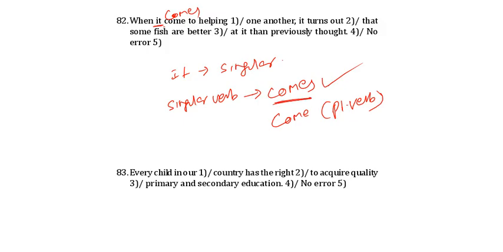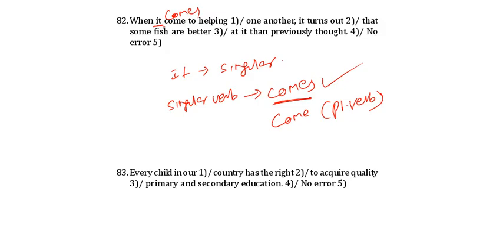When it comes to helping one another, it turns out that some fish are better at it than previously thought. So, even though we have so many friends in our circle, when it comes to helping nature, only some people will have a better helping nature. Some are friends only for namesake. They will not help you or come to your rescue in your hard times. So when it comes to rescue or when it comes to help, only some people are better than other people.